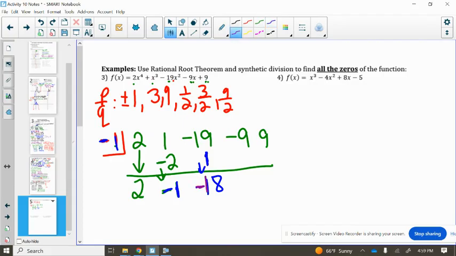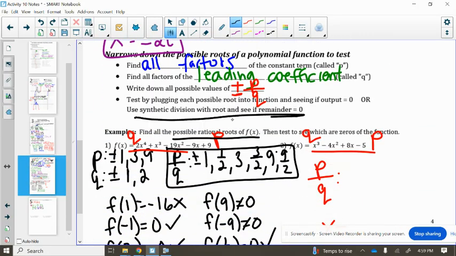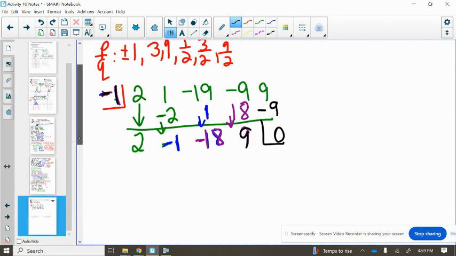This then gets multiplied by the number in the box. We get -18 times -1 is +18. Add down, we get +9. And then finally, 9 times -1 is -9. And we get 0 as our remainder. And again, this verifies that we have a 0 because that remainder ended up being 0.